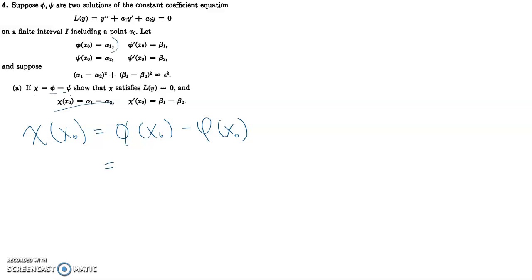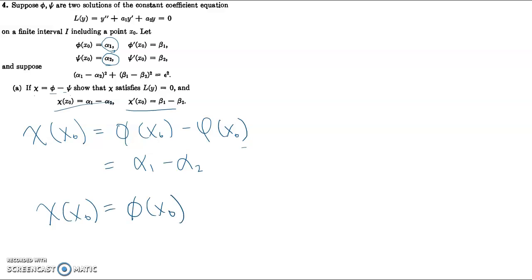And that really is it. Phi of x0 is given as alpha 1, and psi of x0 is given as alpha 2. So that's why this is alpha 1 minus alpha 2. And same thing goes here. Chi prime of x0 is phi prime of x0 minus psi prime of x0, and you can just read off the values. That's going to be beta 1 minus beta 2.